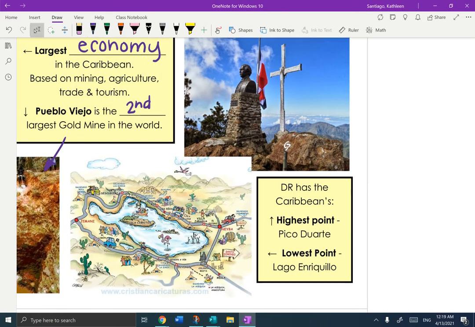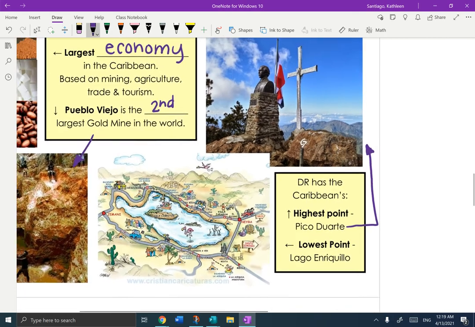Two other kind of cool, important things. So the Dominican Republic has the Caribbean's highest point with Pico Duarte, named after Juan Pablo Duarte, right here. You can see there is a statue to him and a cross and the flag at the highest point. And interestingly enough, they also have the lowest point in the Caribbean, which is Lago Enriquillo, and it sits on the southern border between Haiti and the Dominican Republic. It's known for flamingos, Lago Enriquillo.